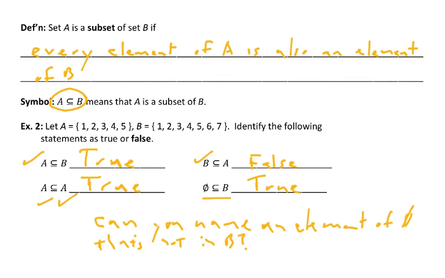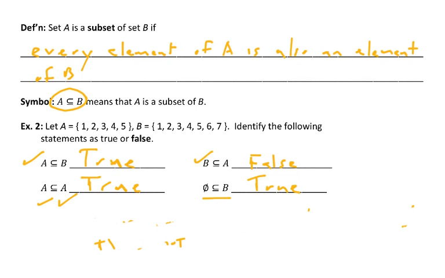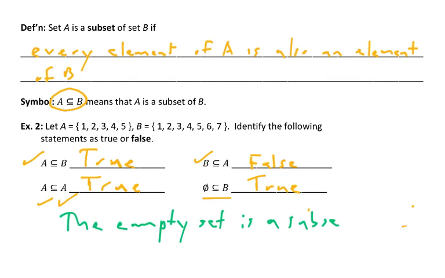And it actually leads to this very important observation that the empty set is a subset of every set. No matter what your set is, the empty set will be a subset of it. That's an interesting one. So we've talked about sets being equal. We've talked about one set being a subset of the other.